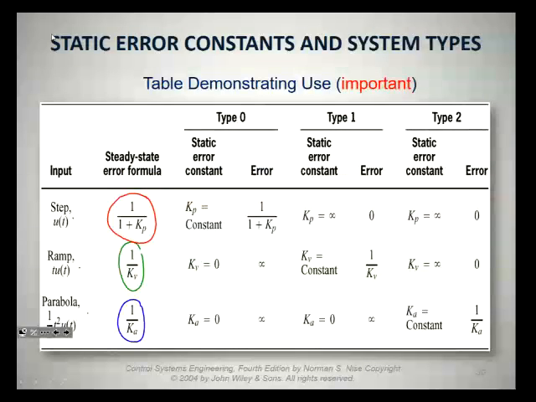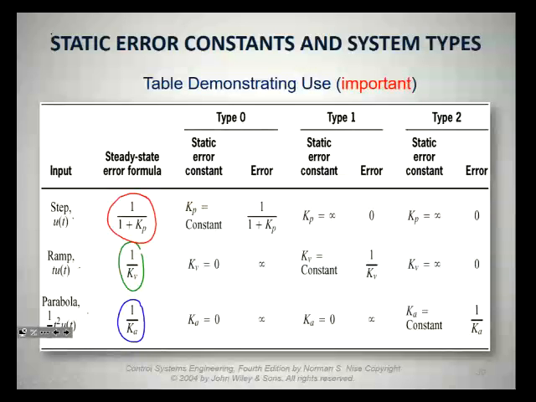So for a type 0 system, which is all this first column, your position constant will always be a number. It could be a fraction, but it'll always be an unchanging, constant number. And your error will always be worked out by that, and it gives you a constant error. That's for type 0, because remember type 0 doesn't have any free S terms on the bottom, so it's like not having an integrator. So you have a constant error.